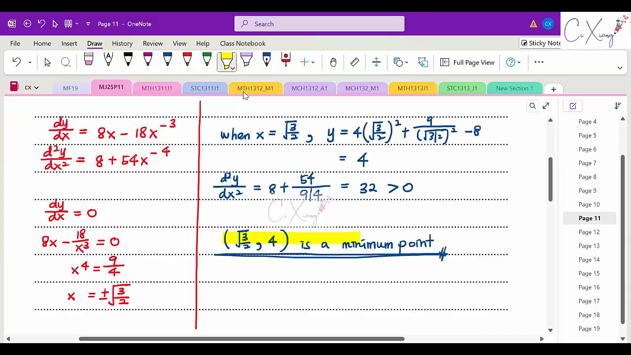Alright, then let's continue for the second point. What is our second point here? When x equals negative 3 over 2. So when x equals negative 3 over 2, we are trying the same thing. Try to find out the value of y first. Substitute the value of negative 3 over 2 into the equation of y originally.